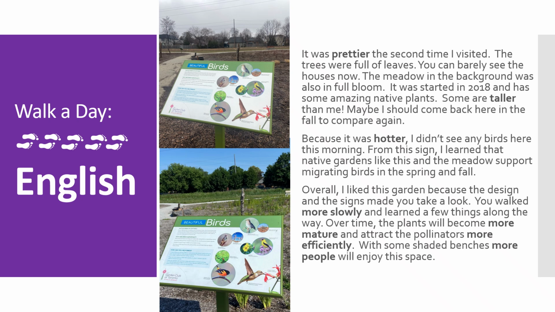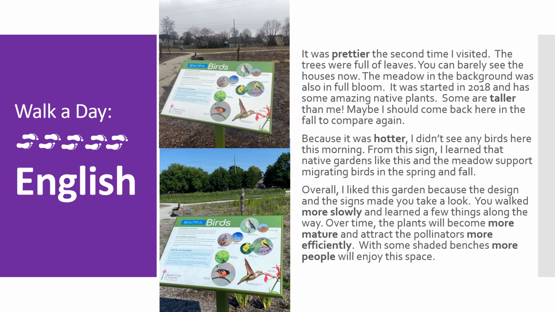Because it was hotter, I didn't see any birds here this morning. From this sign, I learned that native gardens like this and the meadow support migrating birds in the spring and fall. Overall, I liked this garden because the design and the signs made you take a look. You walked more slowly and learned a few things along the way. Over time, the plants will become more mature and attract the pollinators more efficiently. With some shaded benches, more people will enjoy this space.